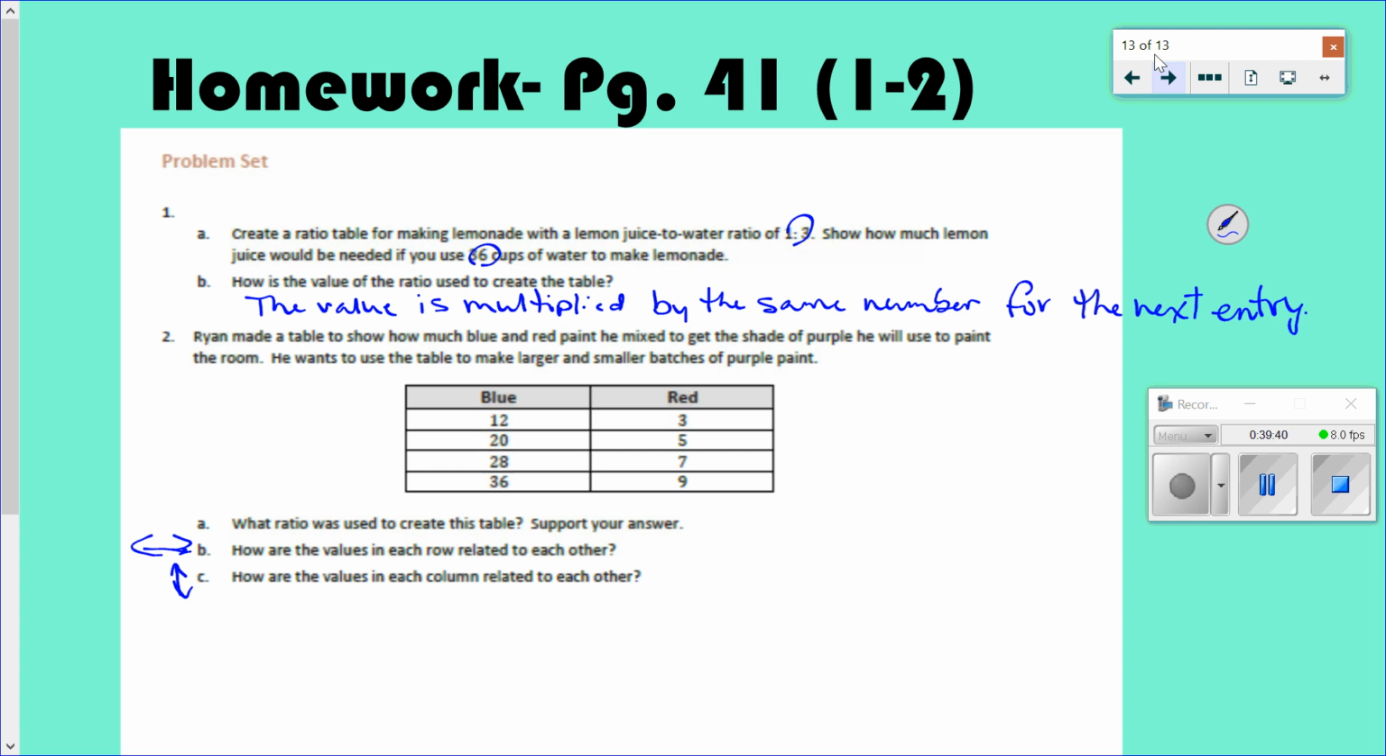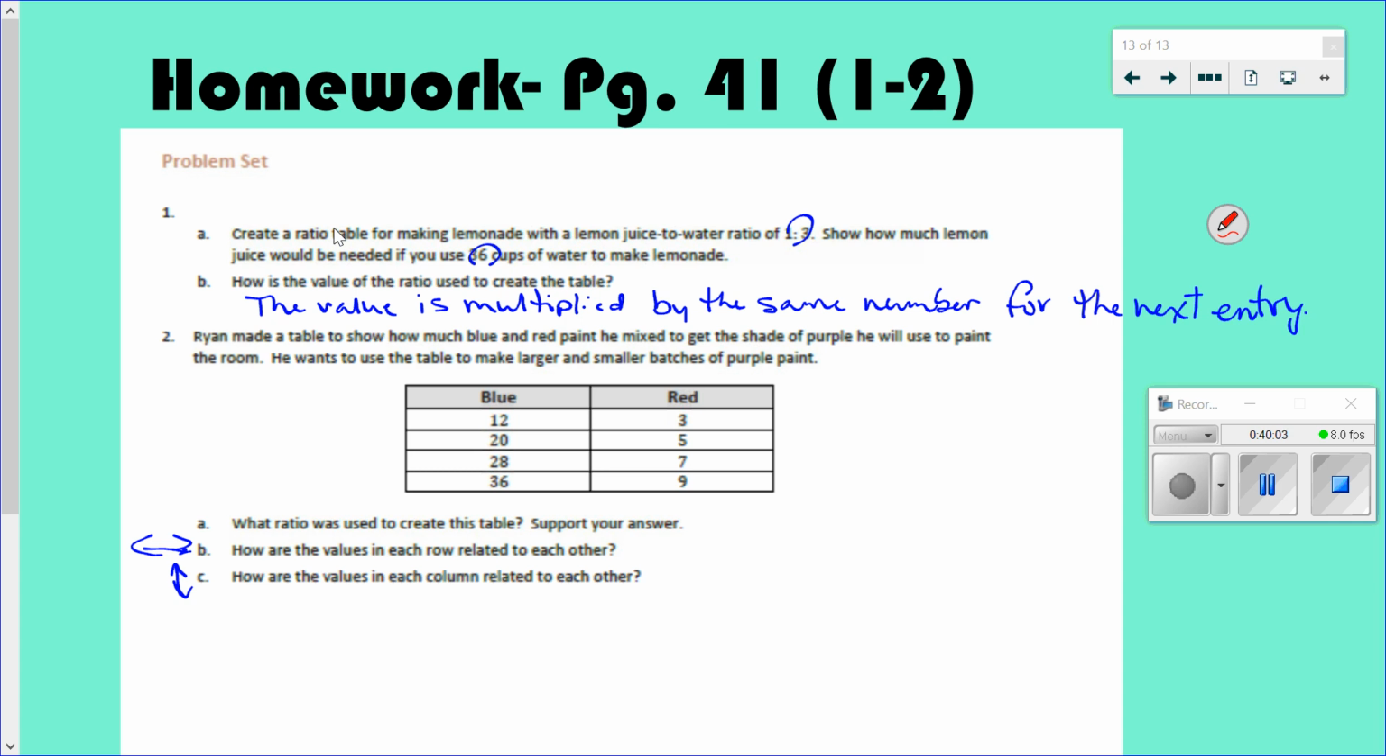That's not correct. On the first one, create a ratio table using a lemon juice to water ratio of 1 to 3. Then they say it's 36 cups of water. Guys, hint, multiplicative values. So start with 1 to 3, then use multiplicative. Otherwise, you're going to have a very long table. It's got to have 12 entries. You don't need that many. Technically, you can do it in 2.